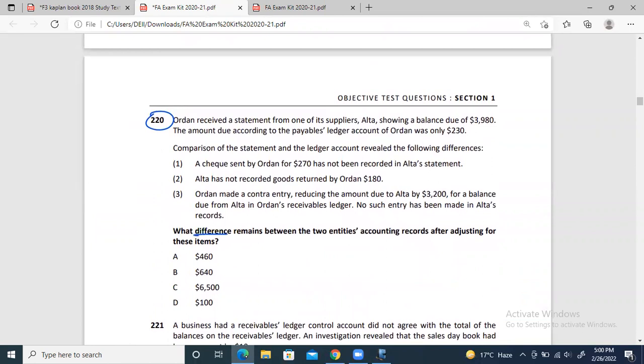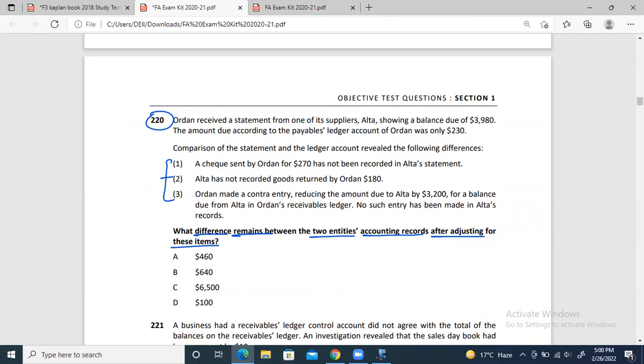Okay. So what difference remains between the two entities' accounting records after adjusting for these items? This is a very different kind of question. What we have to do is follow the same principles, but what he's saying in the question is that there will still be some difference after accounting for all these three items. So we have to find that difference that is still arising.